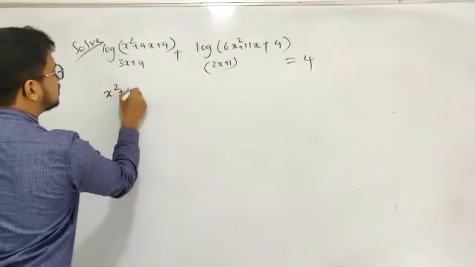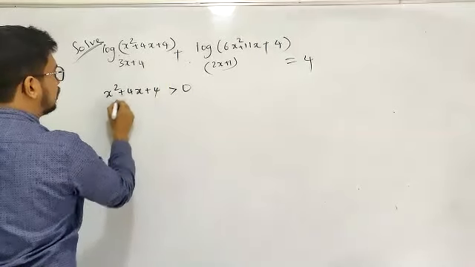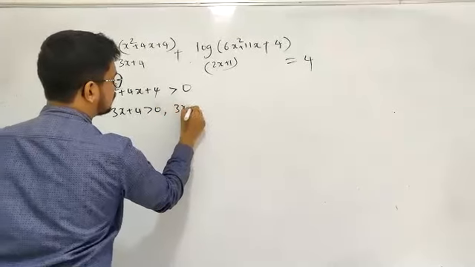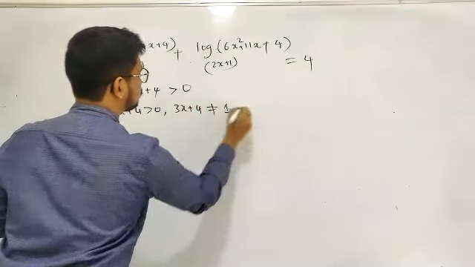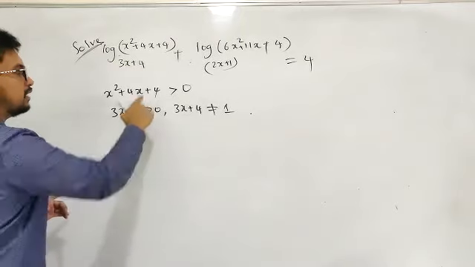That is, the first condition the domain must satisfy: this has to be greater than 0. With respect to this, 3x plus 4 is greater than 0, and 3x plus 4 is not equal to 1.